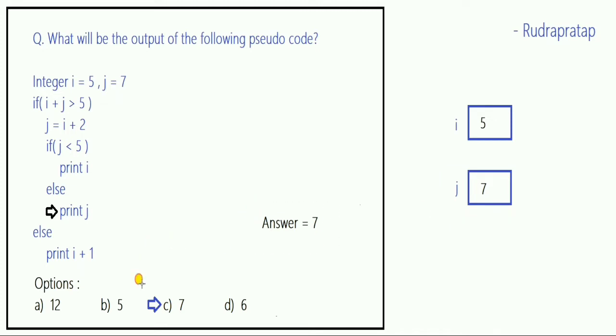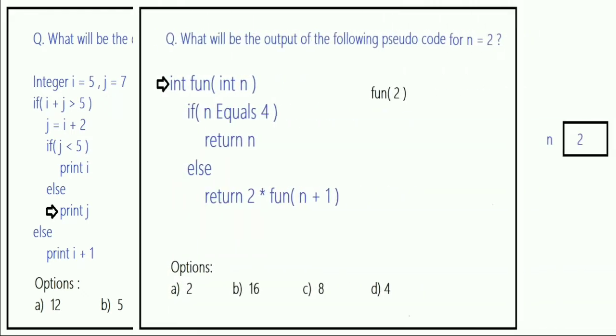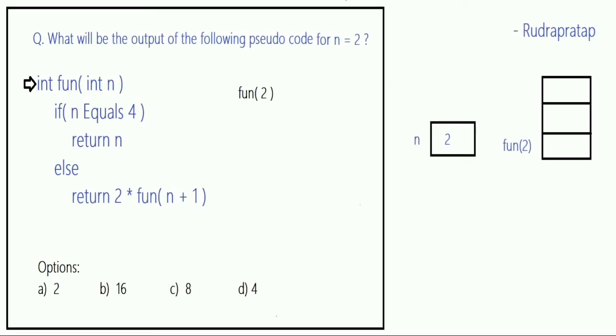So let's move to the next question. This question is related to function and recursion. In this question we have to find the output of the following pseudocode for n equal to 2. So the value of n is given, which is 2, and it is assigned to the variable n, and on the right hand side of the screen we have a stack representation of the functions.